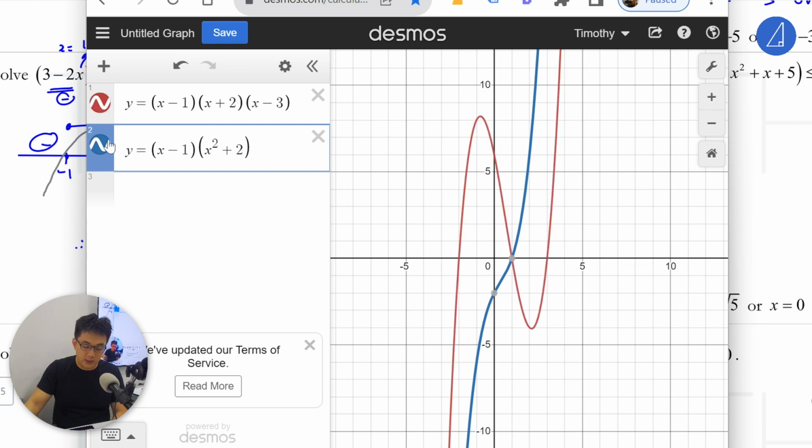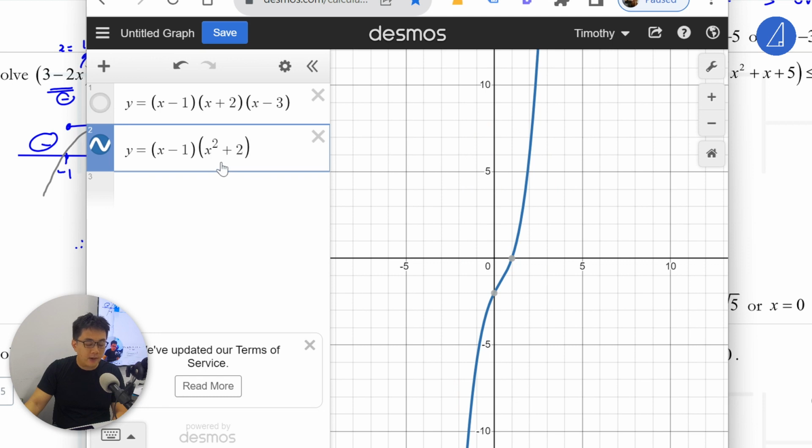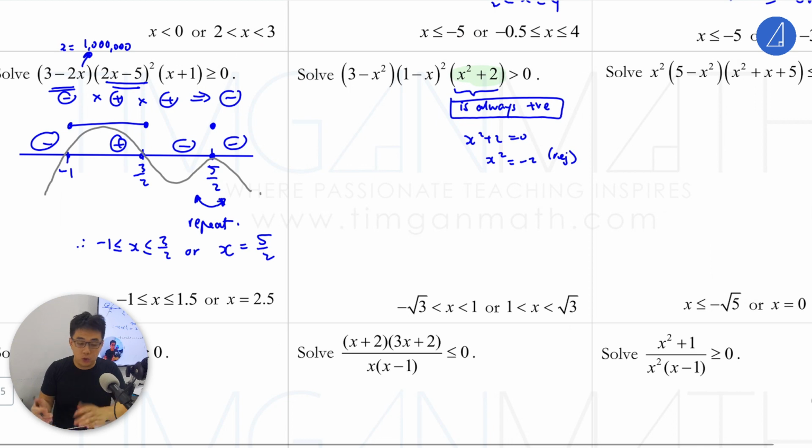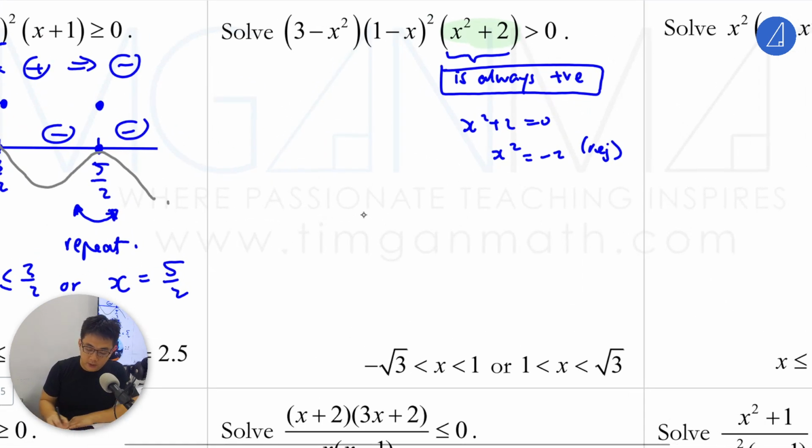Because this guy will not have real roots. This is always positive. It will not affect the overall negativity or positivity. This guy is just too positive, so it doesn't care. It won't show on the root. So if it's always positive, you just ignore it. Then you just need these two roots here.